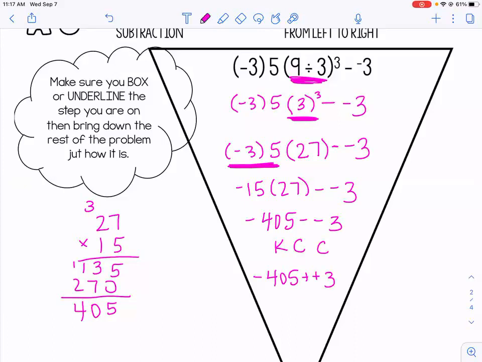So I'm at -405 on my number line, and I need to go in the positive direction 3. Jada, where do we end up? Okay, but we're gonna keep it negative. We're still on that negative side. -402. Brady, do we need a calculator for that? No, we can do it without one.